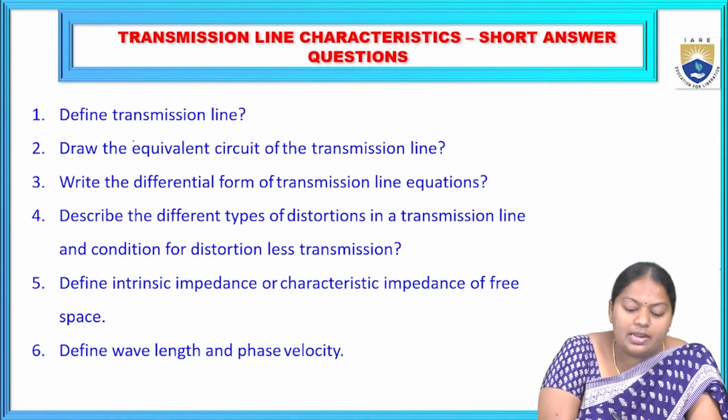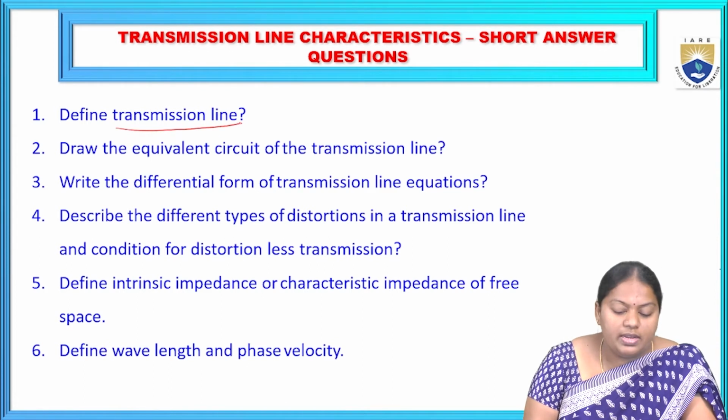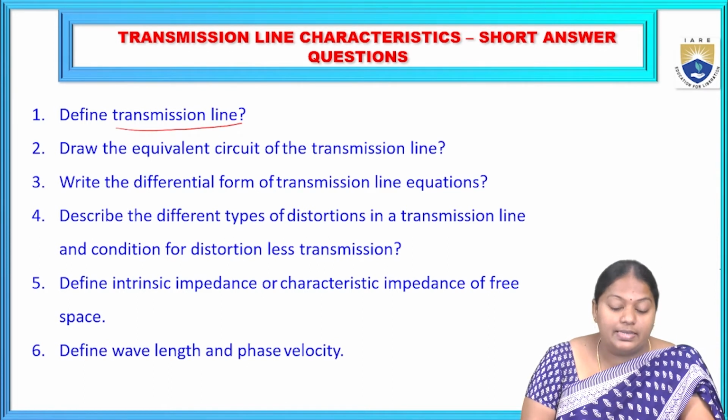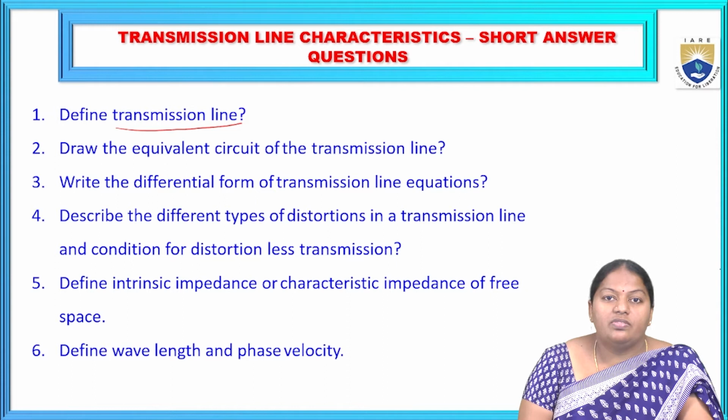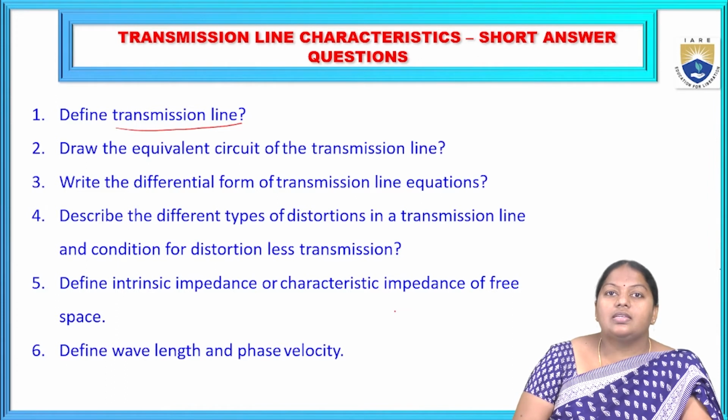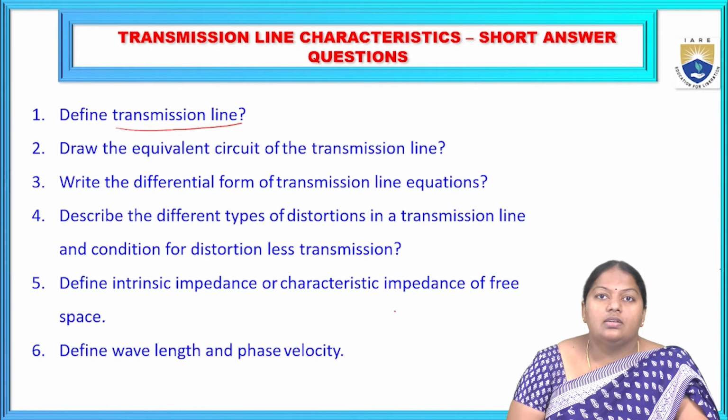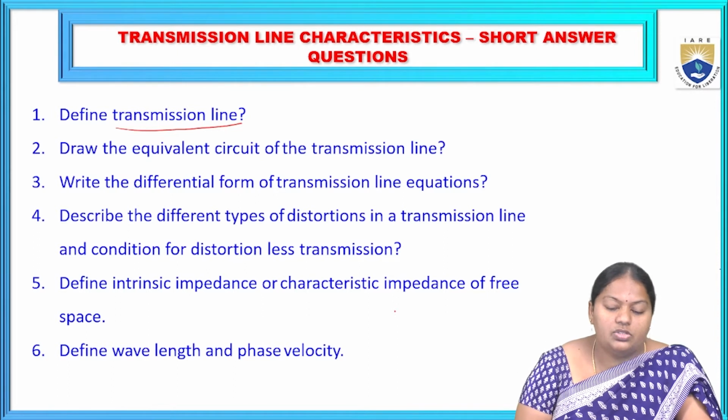First, define transmission line. A transmission line is a two-way conducting system in which electrical energy or power is to be transferred from one place to another place, that is from source to destination. There must be some physical connection associated with one node to the other node. So a transmission line is a two-way conducting system in which electrical energy or signals need to be transferred from source to destination, or one point to another point.